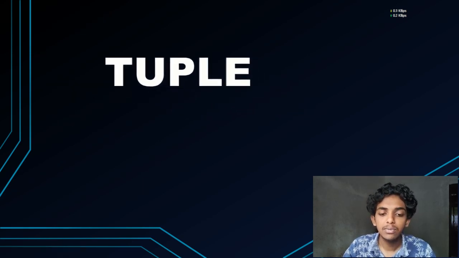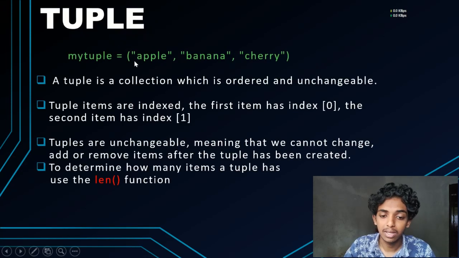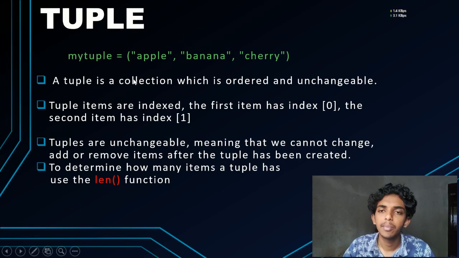So tuple. In the case of list we use square brackets. In the case of tuple we use parentheses. So apple, banana, cherry are 3 strings. A tuple is ordered and unchangeable. In the case of list we can change the items, and it has order. But in the case of tuple we cannot change, and it is ordered, and tuple items are indexed. The first item has index 0 and the second item has index 1, same as list.